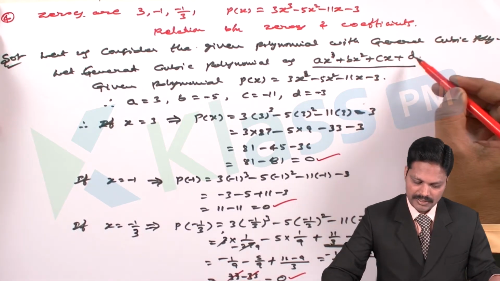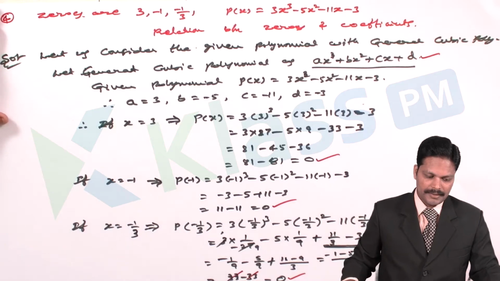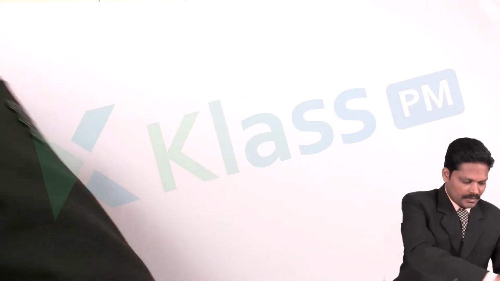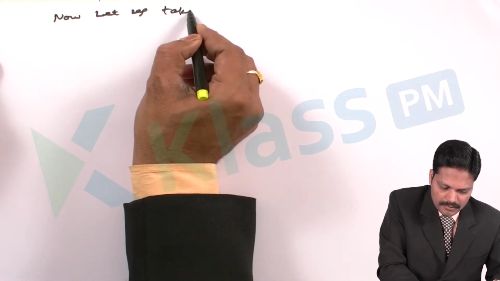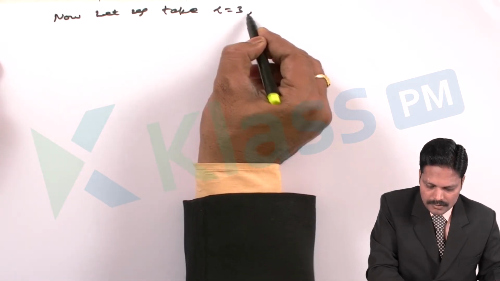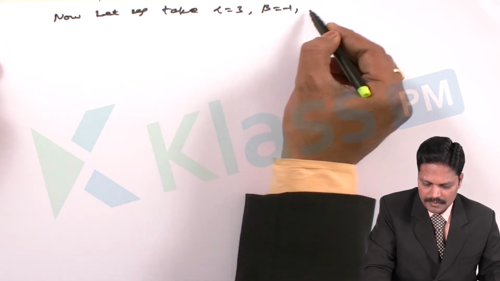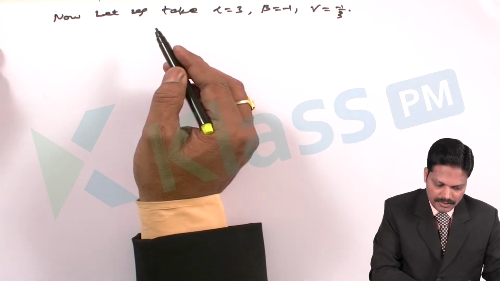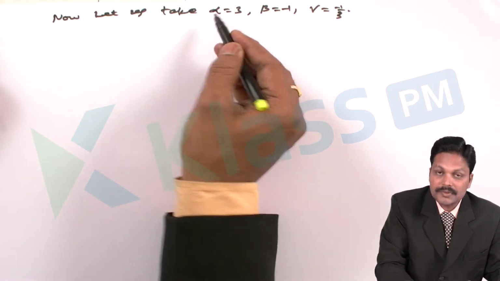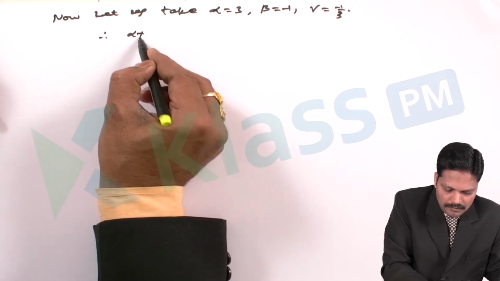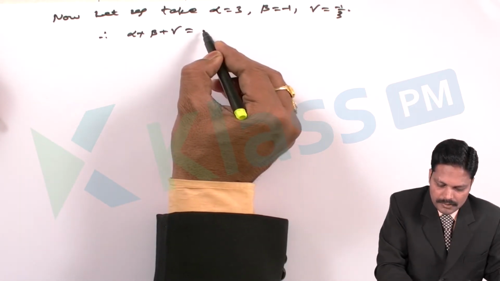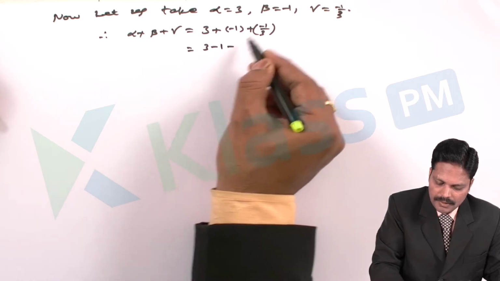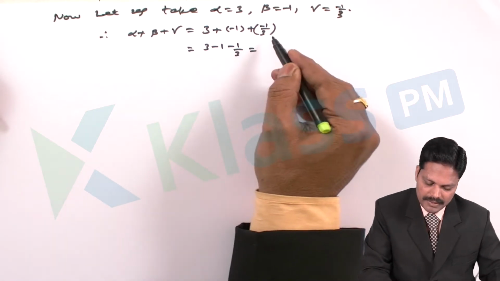Then our general cubic polynomial is this one, and we need to get the relationship between the zeros and coefficients. Let us take alpha is equal to 3, beta is equal to minus 1, and gamma is equal to minus 1 by 3. We need to compare the values. Taking the sum of the roots, alpha plus beta plus gamma is equal to 3 plus minus 1 plus minus 1 by 3. How can we get this value?